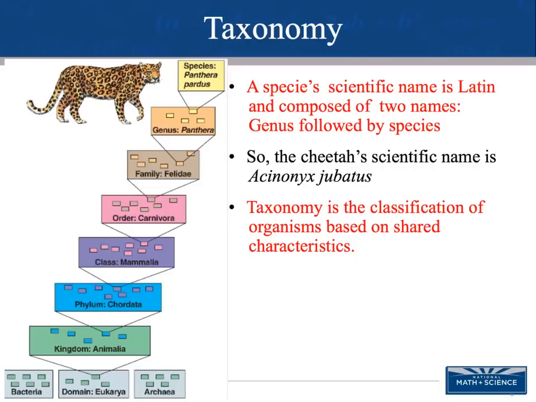One of the things that biologists do is that organisms are given a scientific name. The scientific name is Latin and is composed of two parts of this taxonomical structure, the genus followed by the species name. So here's an example of the scientific name for a cheetah. This first part, the one that's capitalized, would be the genus name, and then the second part, the one that's not capitalized, would be the species name. So taxonomy is pretty much the classification of an organism based on shared characteristics. What are the things that it has in common with other organisms?